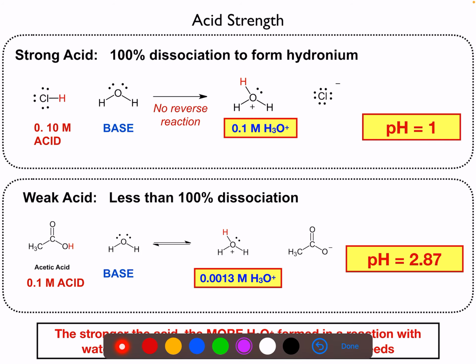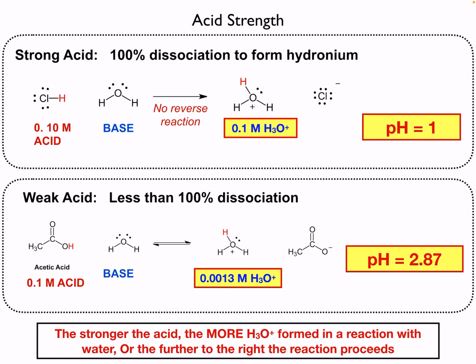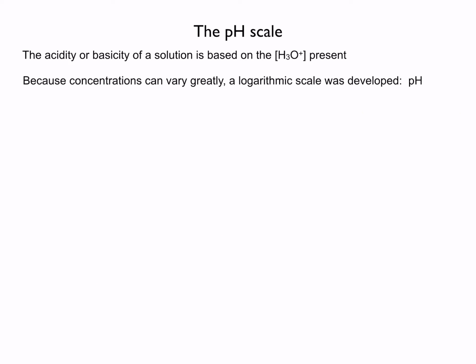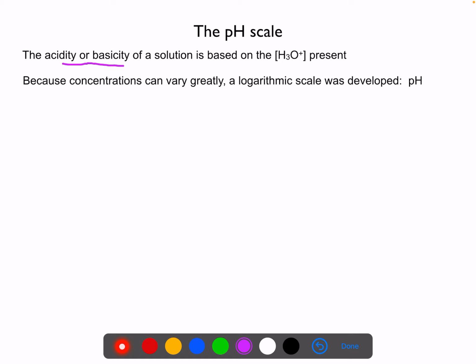And so the stronger the acid, the more hydronium formed in a reaction with water, or the further to the right the reaction proceeds. And so that brings us to this pH scale. You may have studied pH before, but we just want to touch upon it here because it is such an important concept in chemistry. And the pH scale, right? So acidity or basicity of a solution is based on the concentration, right? H3O plus in brackets, the molarity of hydronium present.